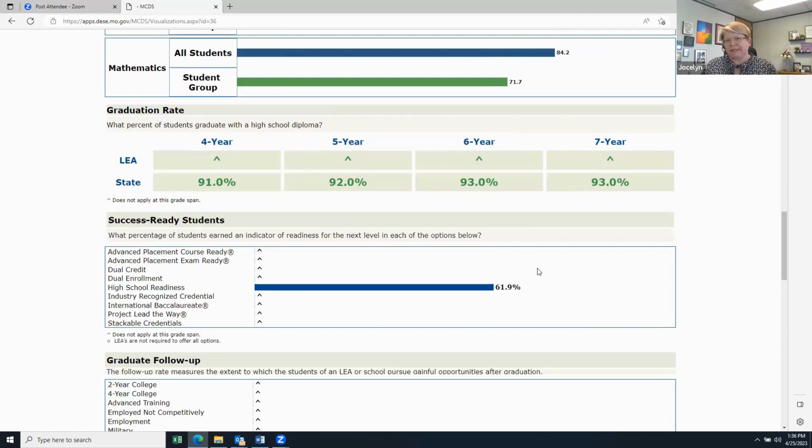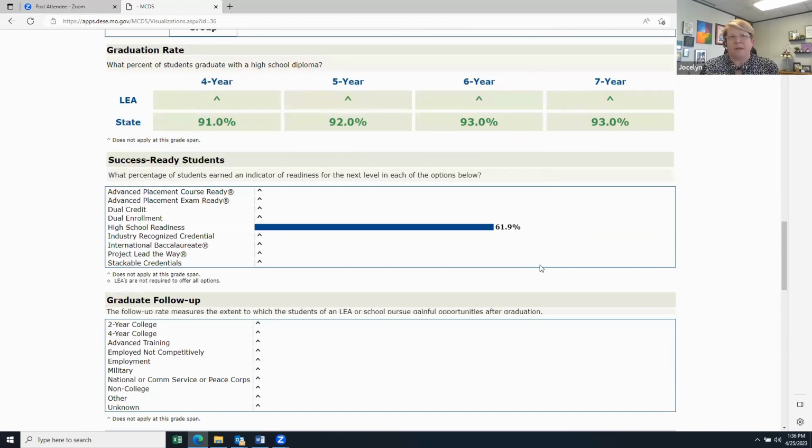And then we display the rest of the information, in more detail than you would definitely see in an APR. If you looked at success ready students, which, if you think back to MSIP 5, was a lot of those college and career readiness measures, what we're showing in this report is what percentage of their students actually earned that particular item. It may or may not apply to that particular grade span. In this instance, this is a school that's growing and may have just had a first year of graduates, or didn't have graduates at all, so they are looking at the high school readiness measure.